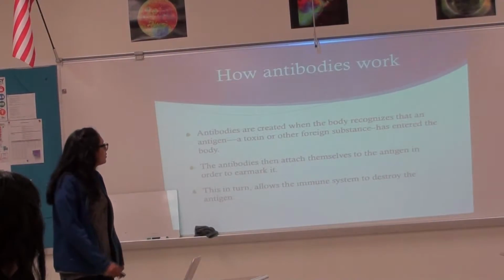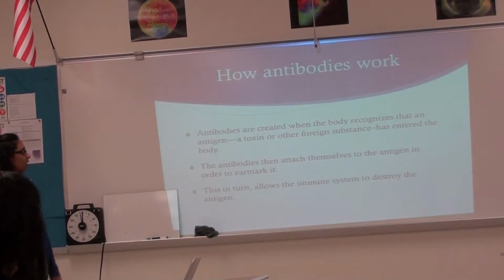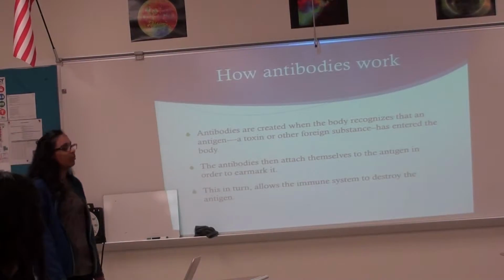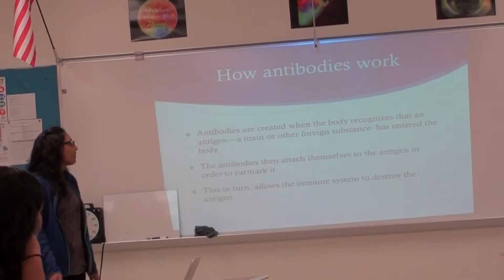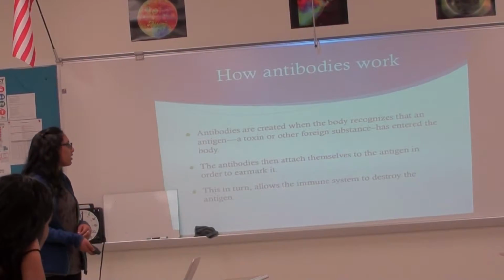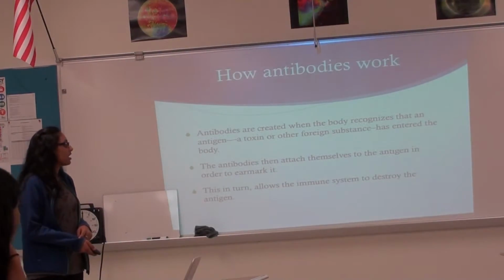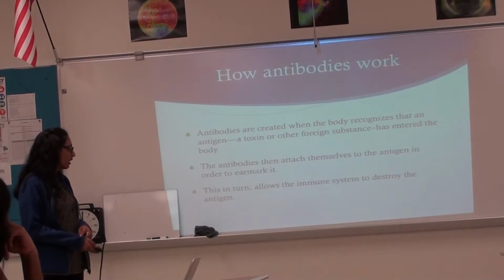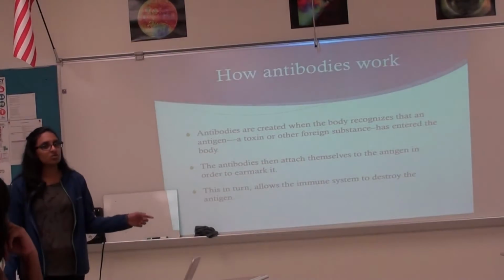Okay, so just explaining how antibodies work. They're created when the body recognizes a certain antigen, a toxin or a foreign substance, and then it works to attack them and eventually kill it. The antibodies attach themselves to the antigen in order to earmark it, and then it allows the immune system to destroy the antigen.